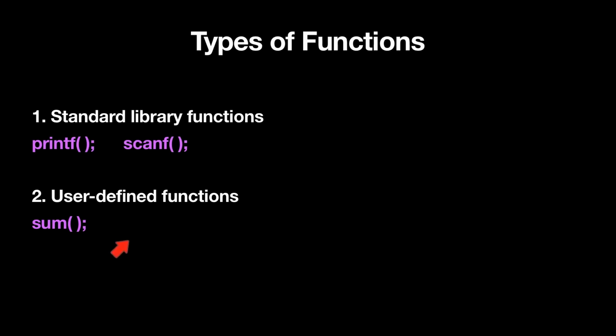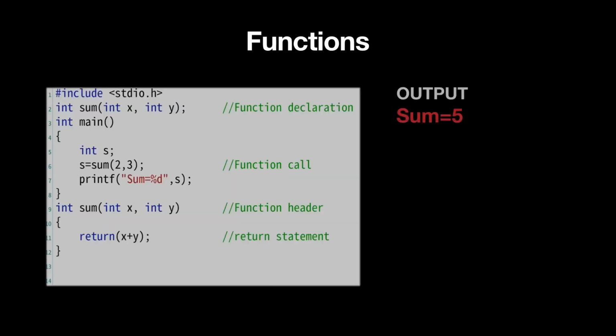Examples of standard library functions are printf and scanf. The functions that we define are known as user-defined functions. The example of a user-defined function is sum, which we wrote to find the sum of two numbers. In this video, we will see different types of user-defined functions. Here is the program with the function sum. Let's quickly see how this program works.